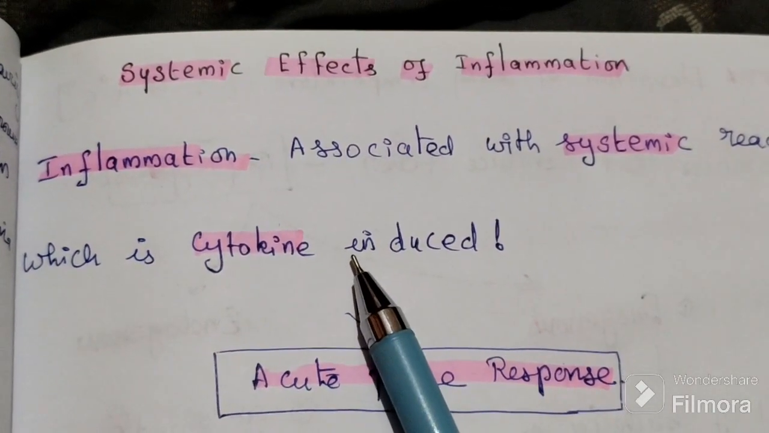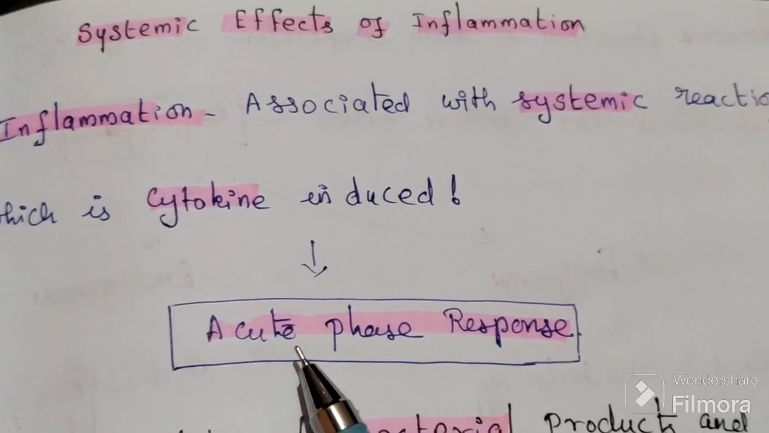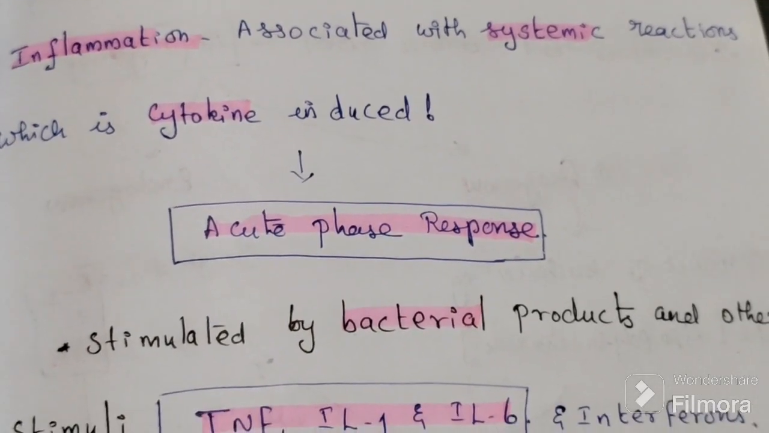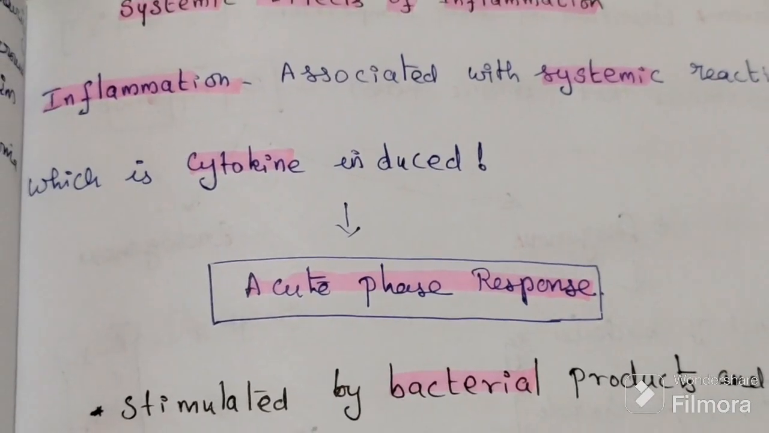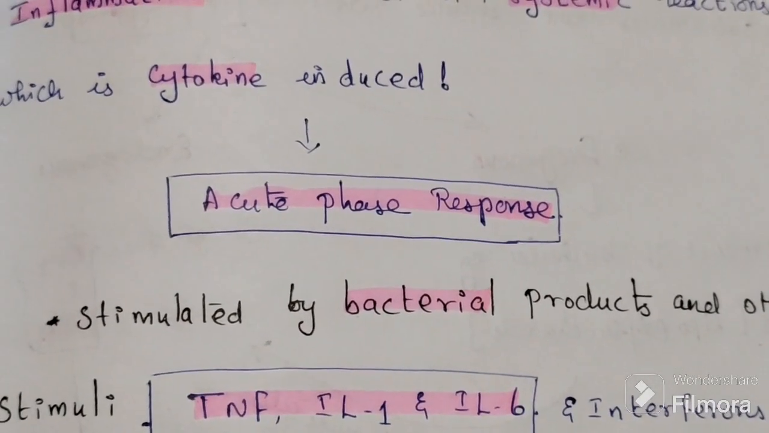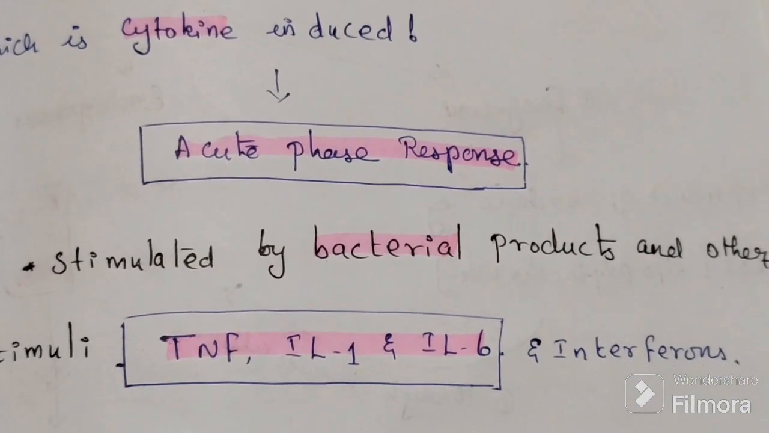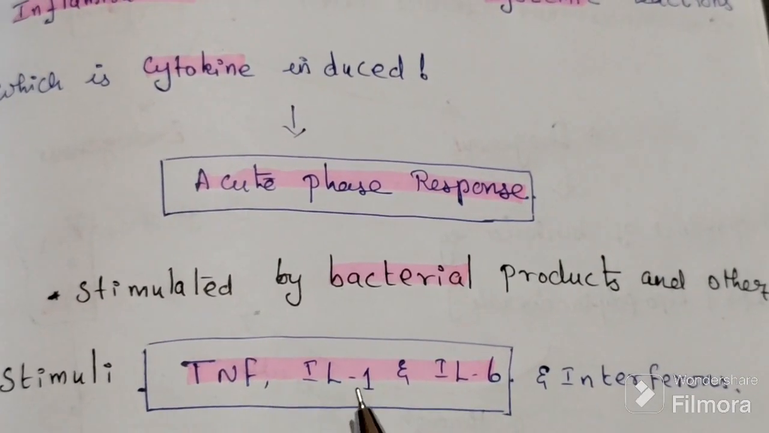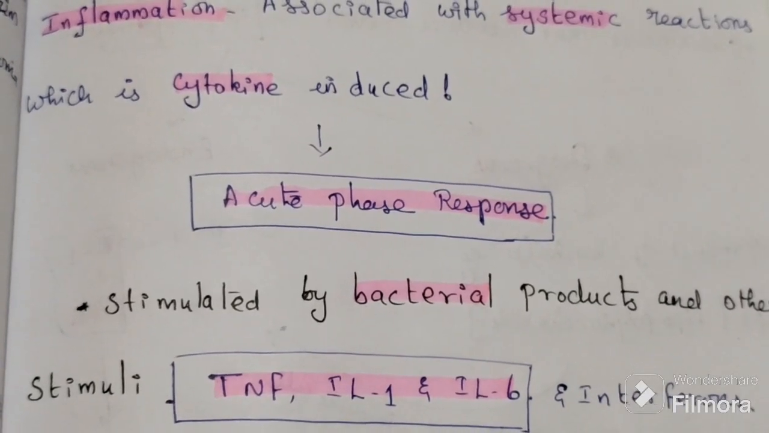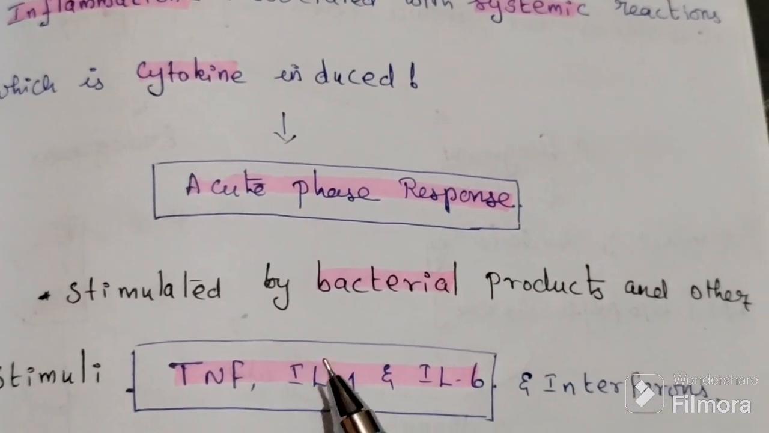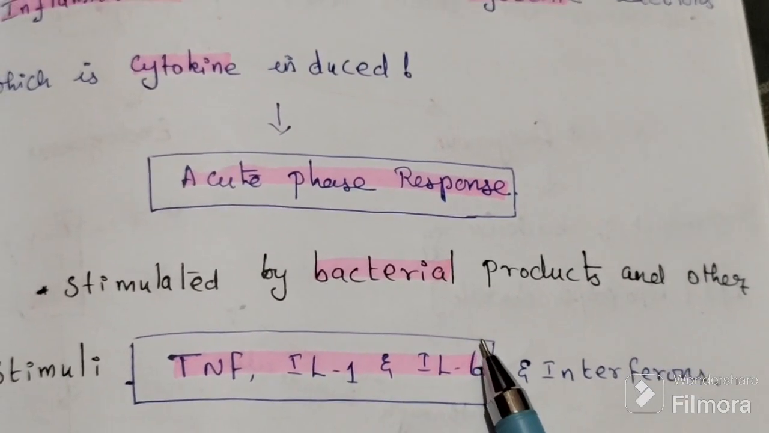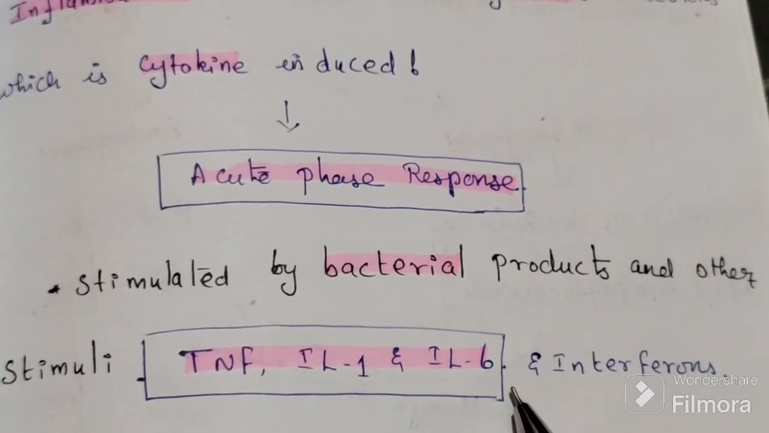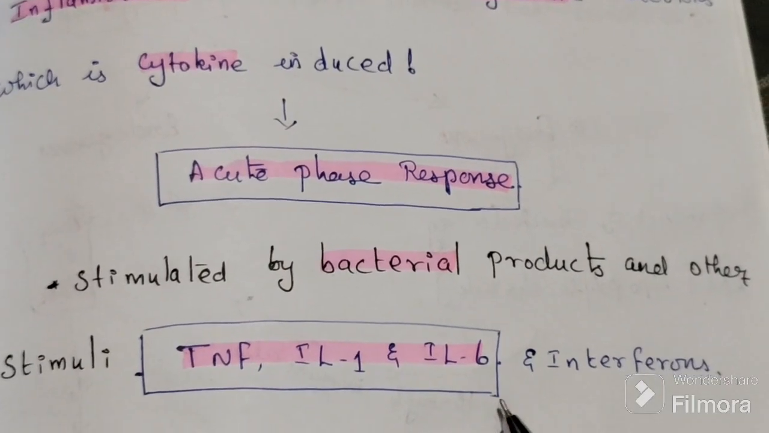This cytokine induced systemic reaction is known as the acute phase response, which is stimulated by bacterial products and other stimuli like tumor necrosis factor, interleukin 1 and 6, and various interferons.